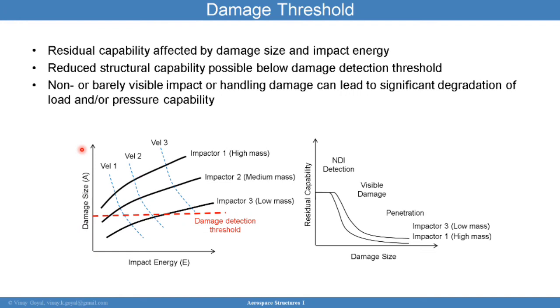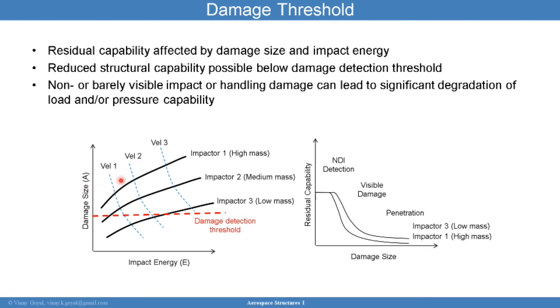And the other thing I want to point out here is that there's a certain level of damage. If it's beneath that area of damage, you may not be able to see it. So let's call this the damage detection threshold. And the thing here is that you have low mass, medium mass, high mass, and different velocities of impact. The higher the velocity of impact, the higher the mass, the higher the impact energy, and so the higher the damage size. And so the lower the velocity with the high mass, the lower the damage size, and the lower the velocity even more, the lower the damage size.